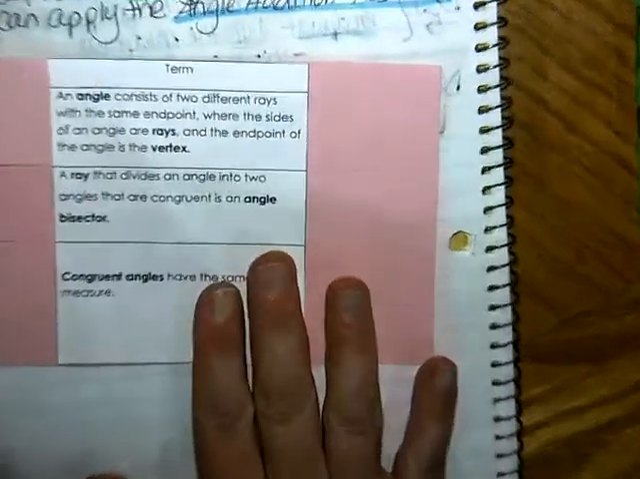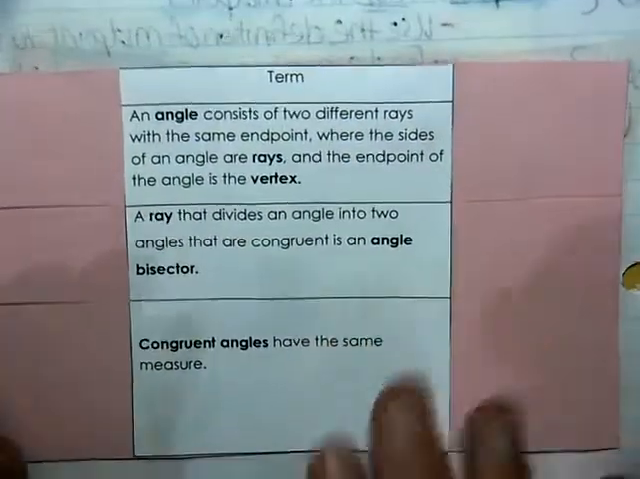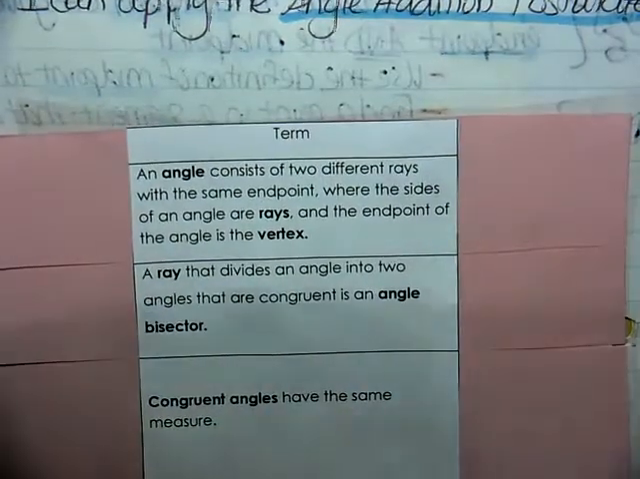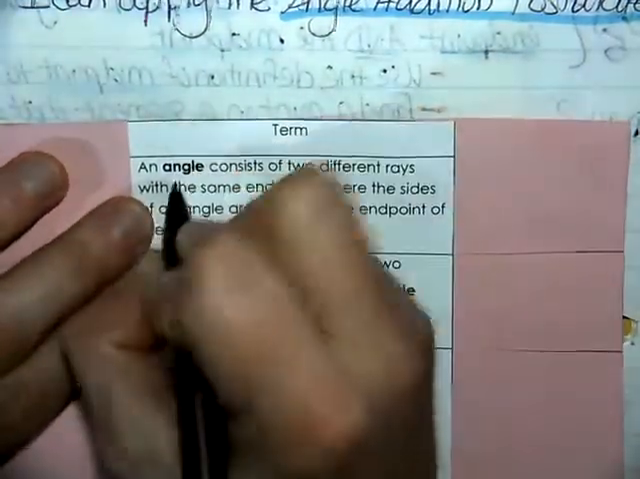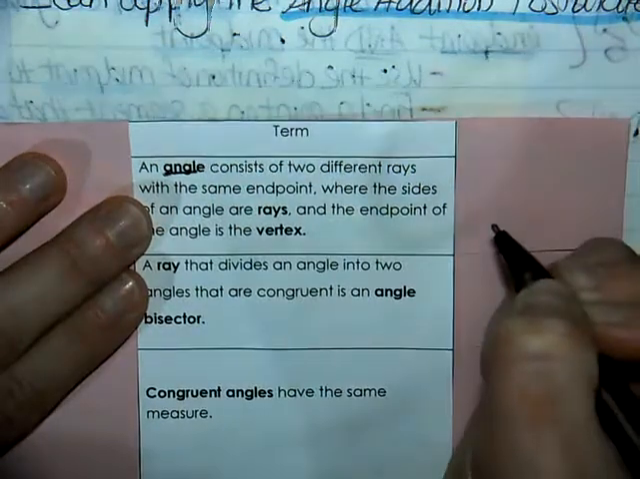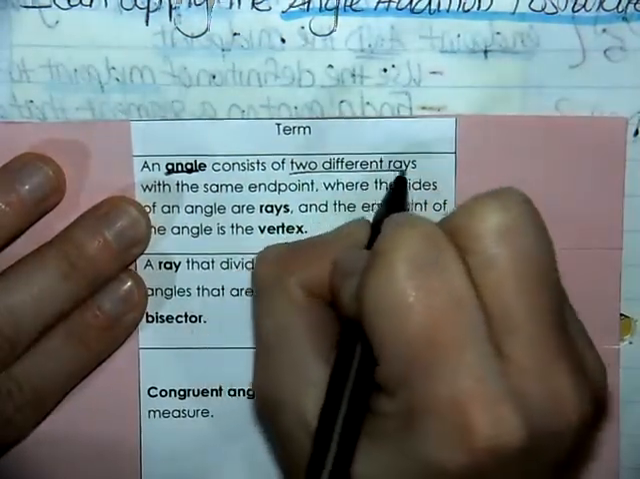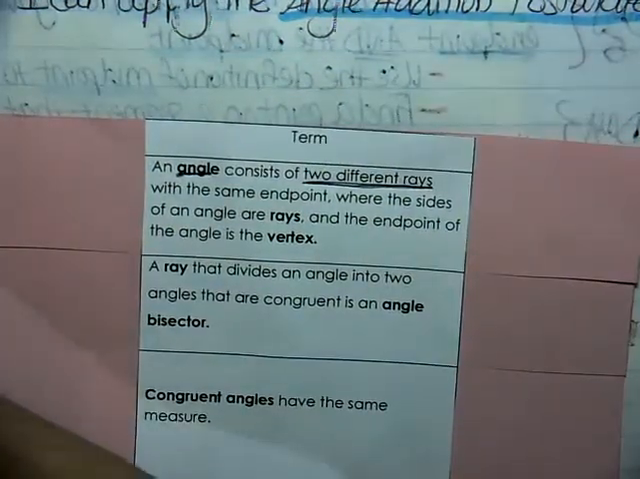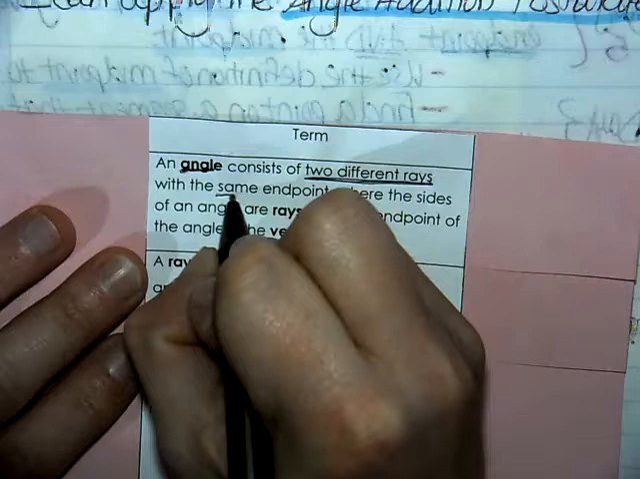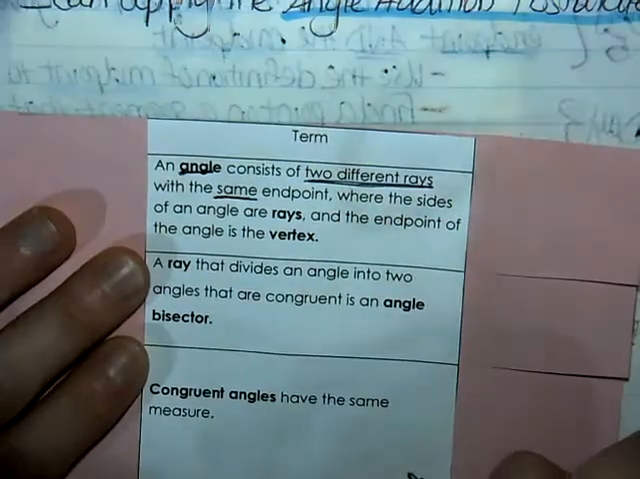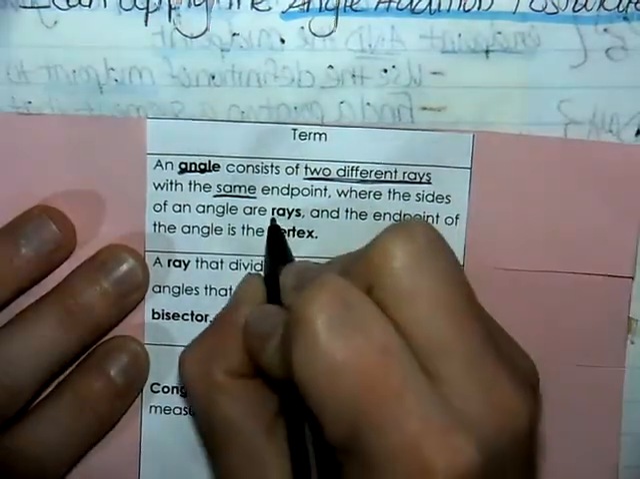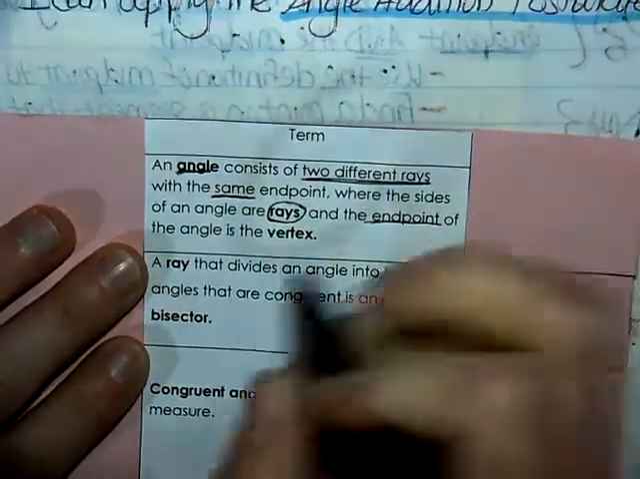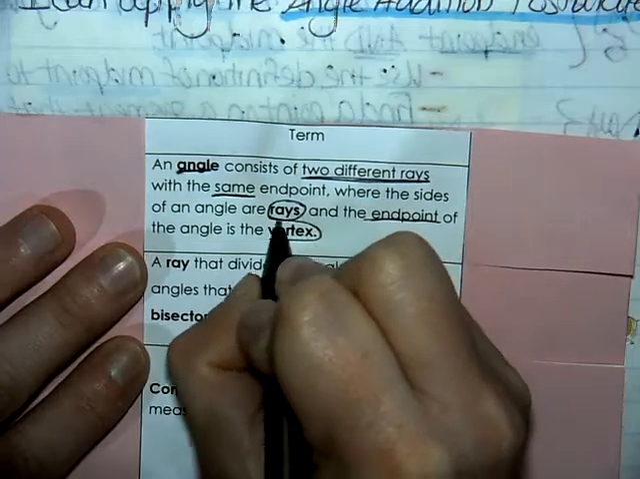So the first vocabulary word that we have is the word angle. And that's very fitting for us to talk about since this lesson is about measuring and classifying angles. An angle consists of two different rays. So we're talking about two rays that are going in different directions. They have the same endpoint, where the sides of the angle are rays. And the endpoint of the angle is called a vertex.